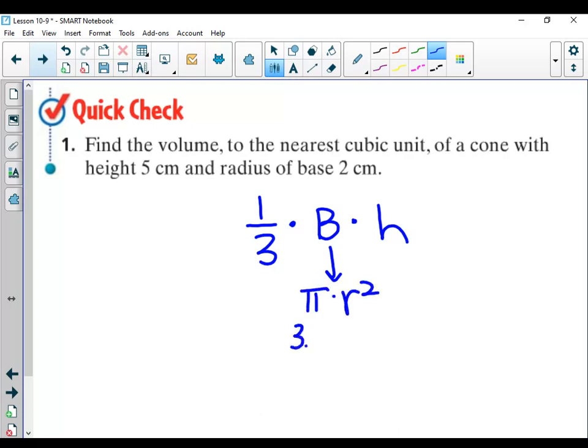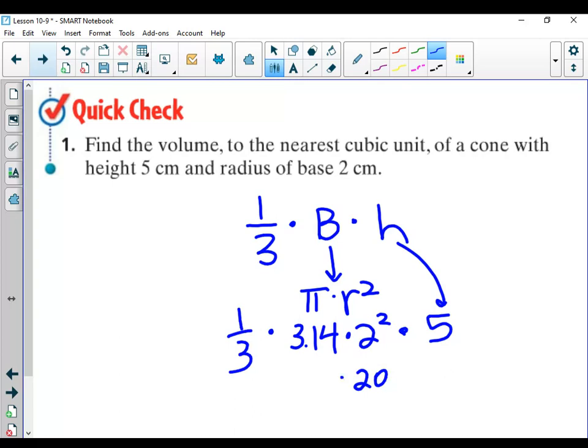So 3.14 times 2 squared. Height to the vertex is 5. Add your third on top. You don't have to type this whole thing in. What's 2 squared? 4. 4 times 5 is 20. Type 20 instead.